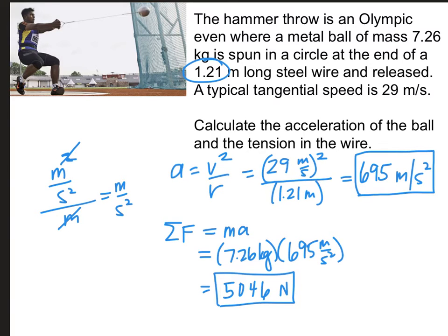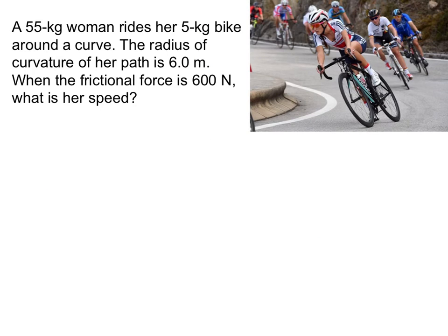All right, let's take a look at another question. In this case, we have a woman on her bike rounding a curve, and we're given the radius of curvature of her path. This brings up a good point. Not all problems involve an object actually moving in a circle. They might just be moving along a portion of a circle, and these ideas can still be applied.